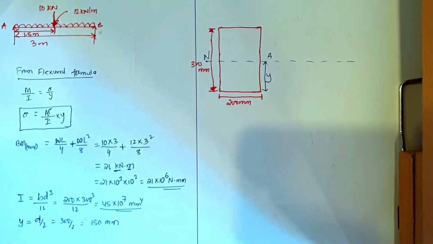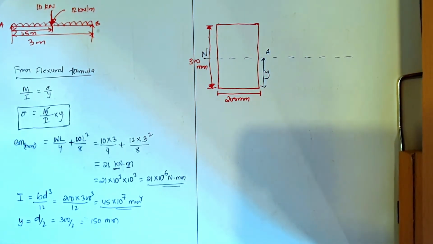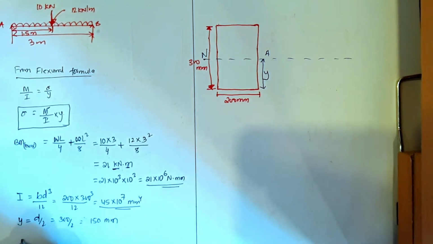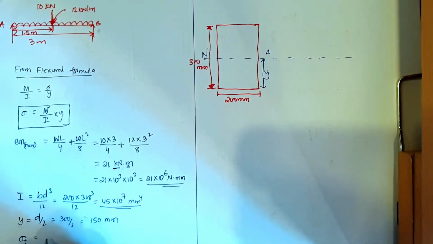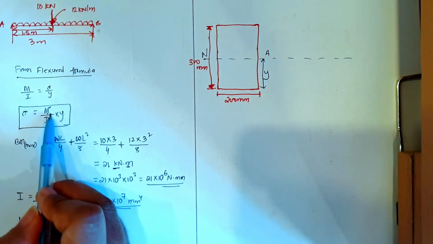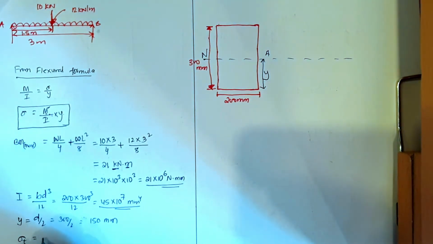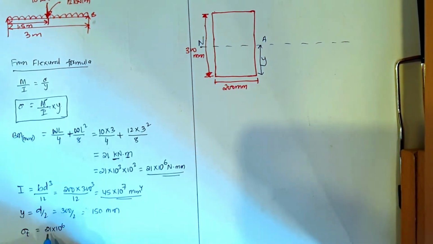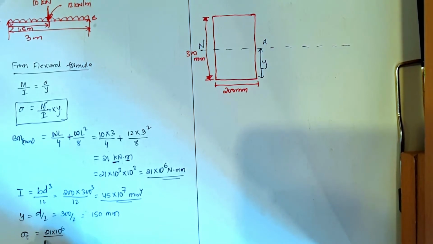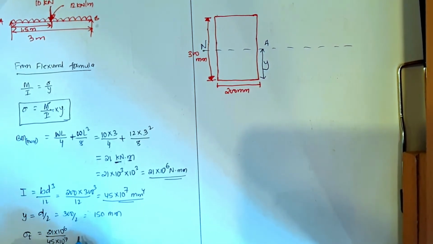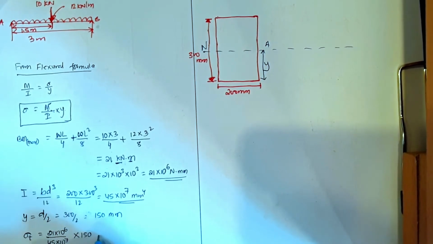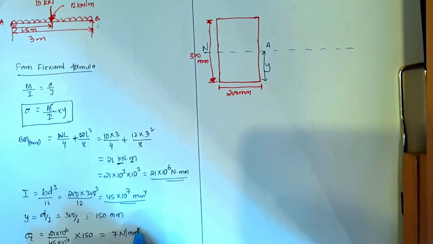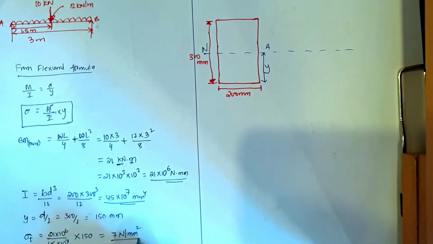Now let us find the stress. Maximum stress here is the stress in tension zone. So the stress in tension zone will be equal to moment. We will put it in this equation here. So M kitna mila? M is 21 into 10^6, divided by I, kitna mila? 45 into 10^7, into y is 150. So this will give you stress equal to 7 Newton per mm square. Okay, so this is the stress.